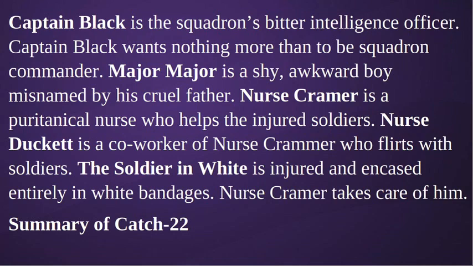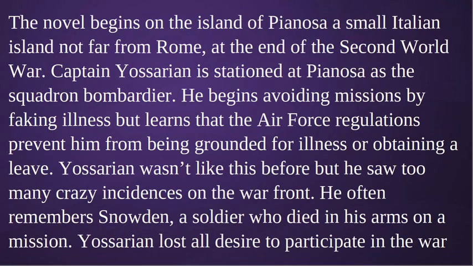Summary of Catch-22. The novel begins on the island of Pianosa, a small Italian island not far from Rome, at the end of the Second World War. Captain Yossarian is stationed at Pianosa as the squadron bombardier. He begins avoiding missions by faking illness, but learns that the Air Force regulations prevent him from being grounded for illness or obtaining a leave.